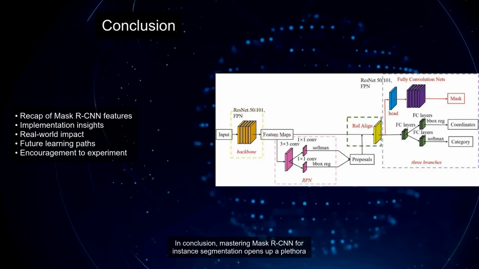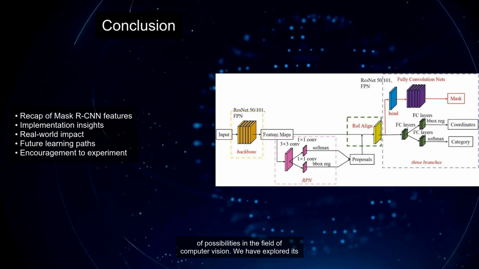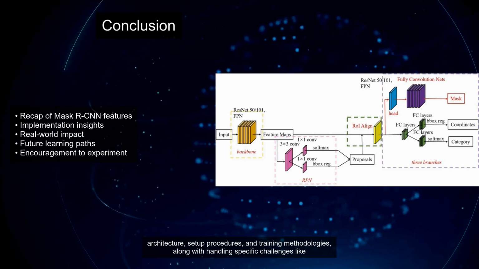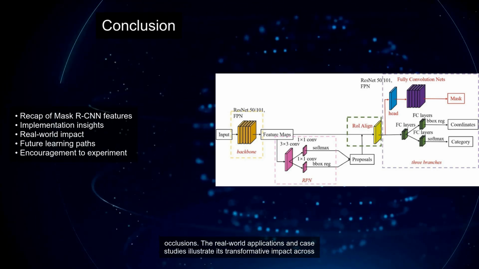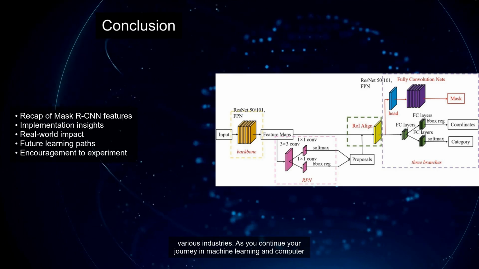In conclusion, mastering Mask R-CNN for instance segmentation opens up a plethora of possibilities in the field of computer vision. We have explored its architecture, setup procedures, and training methodologies, along with handling specific challenges like occlusions. The real-world applications and case studies illustrate its transformative impact across various industries.